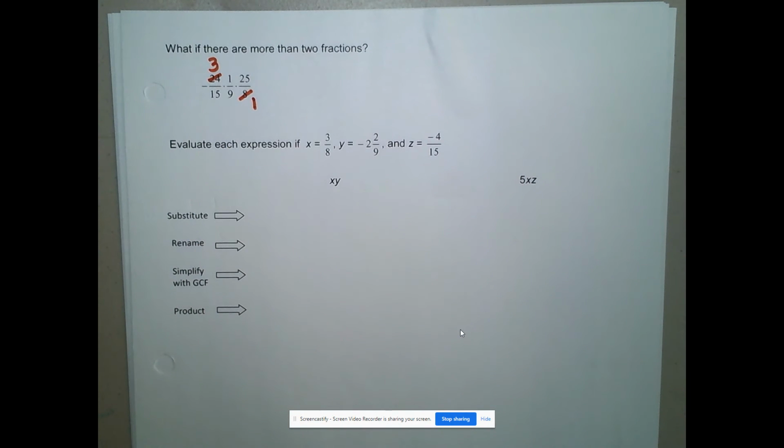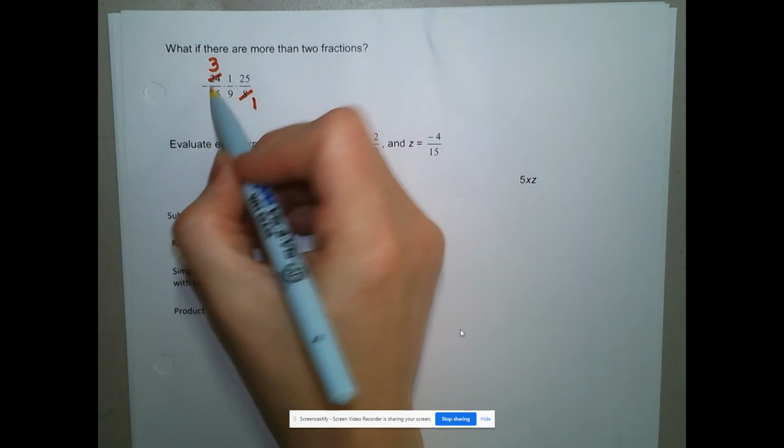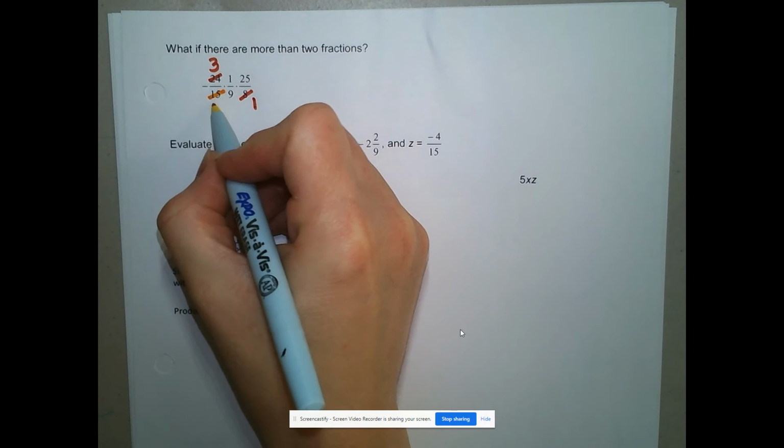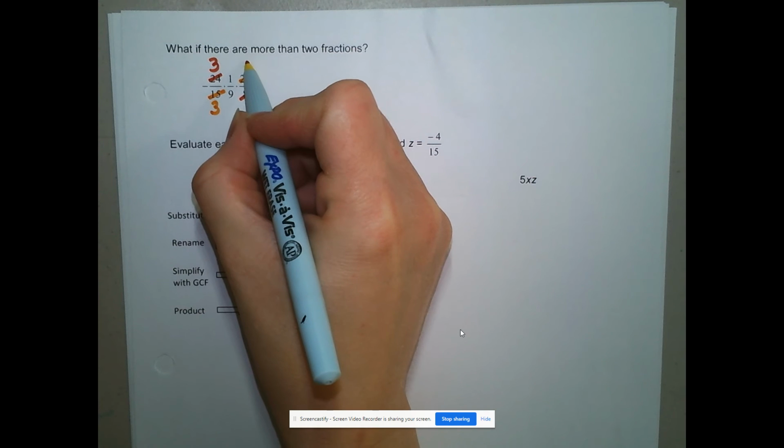They do not have to be next to each other. They do not have to be perfectly diagonal to each other, as long as one is a numerator and one is a denominator. The next one that I noticed was the 15 and the 25 are both divisible by 5. So 15 divided by 5 is 3. 25 divided by 5 is 5.